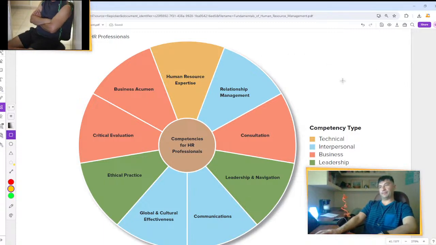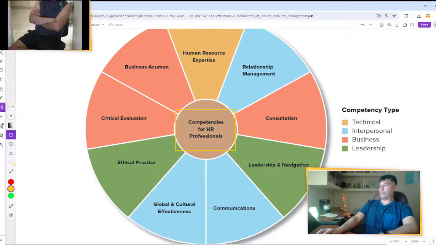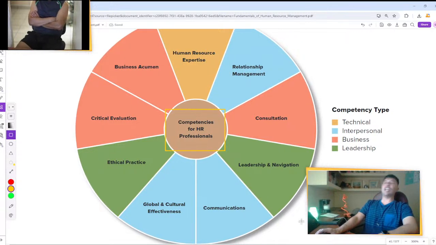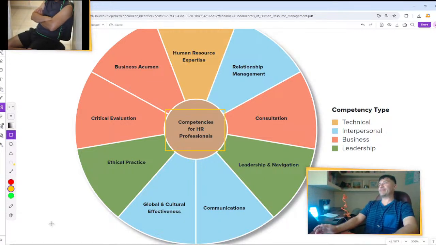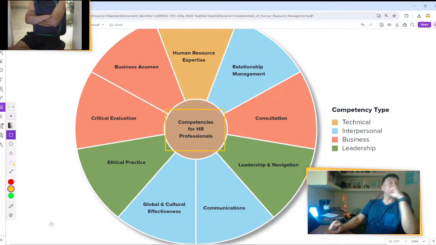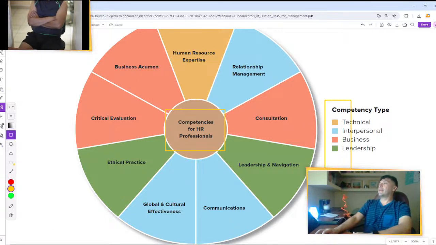Well, competencies for HR professionals, based on this book, are divided in 4 clusters. Clusters, that's a good word to know. It sounds good, right? Instead of groups, 4 clusters: technical, interpersonal, business, and leadership competencies.